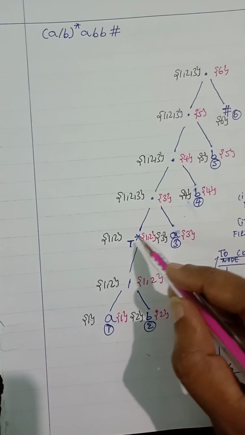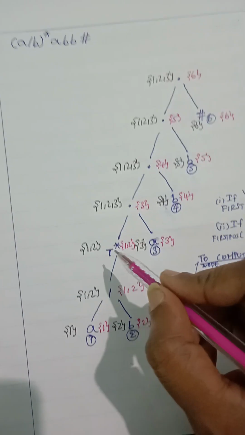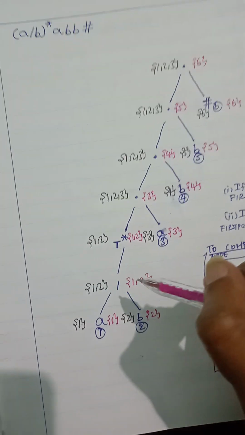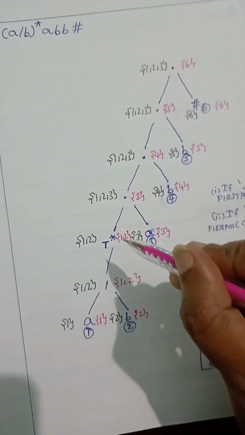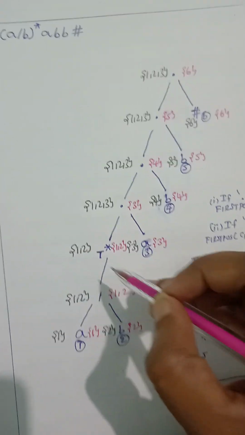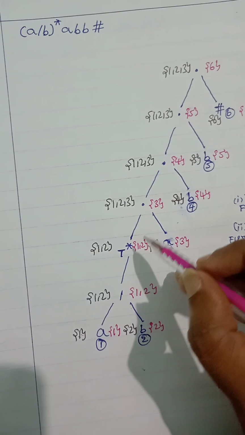Now the next node is the star node. In case of the star node, our rule is we have only one child node. So the first position is going to be the first position of C1 and the last position is going to be the last position of C1. So first position of C1 is 1, 2, which I have written here, and the last position of C1 is also 1, 2, which I have also written here.